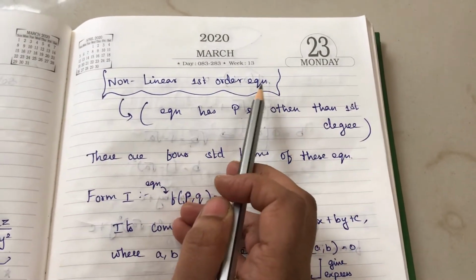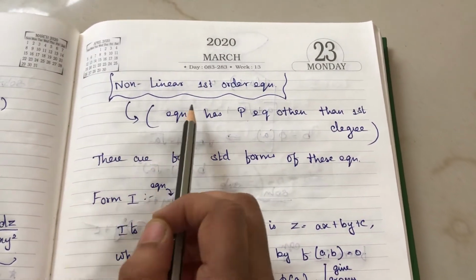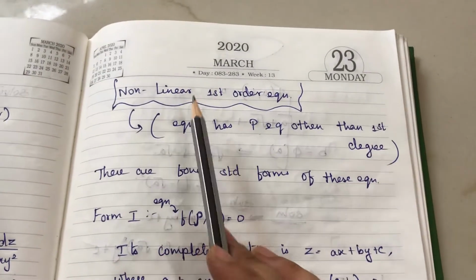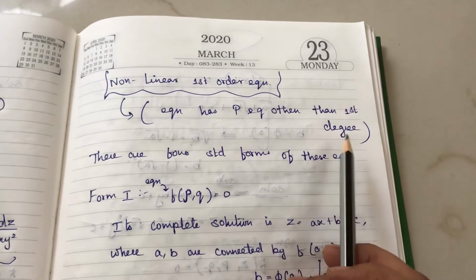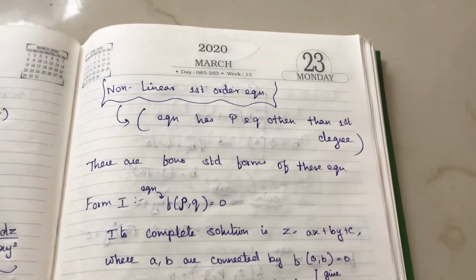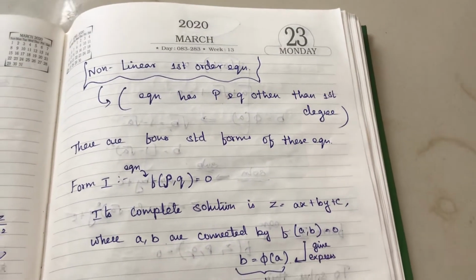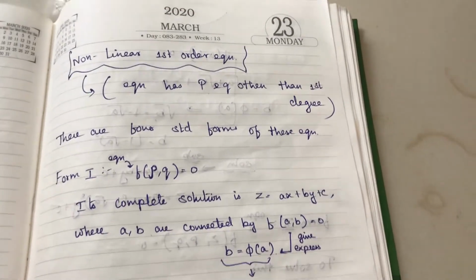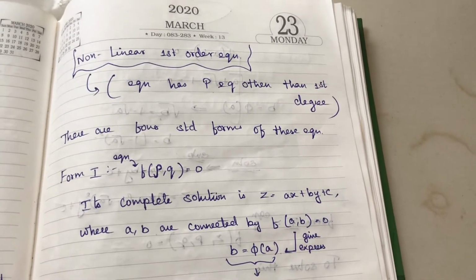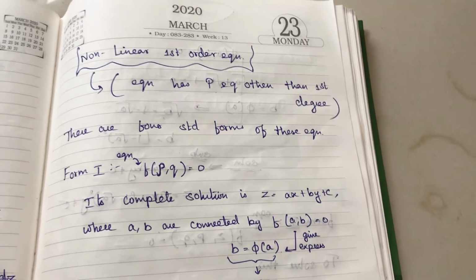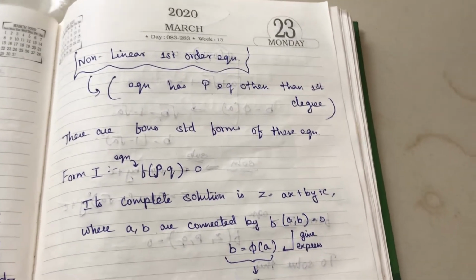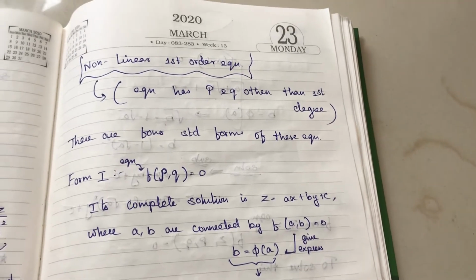Non-linear first order equation. Before that we have seen only the linear. So here comes the non-linear. The equation should have p and q of degree other than first degree. There are 4 standard forms of these equations. So non-linear equations have 4 forms.